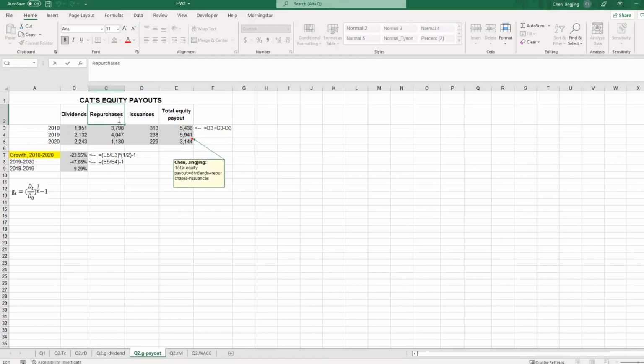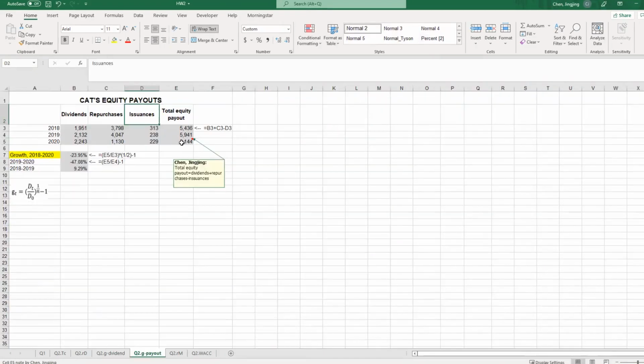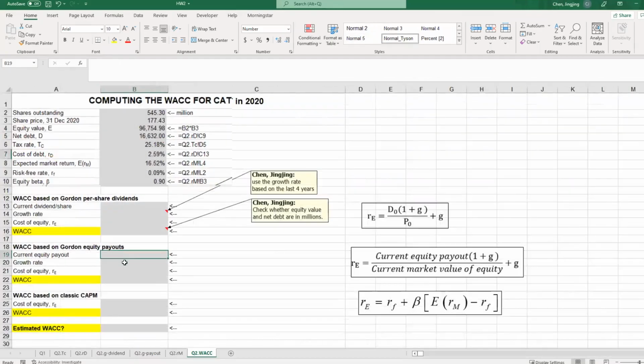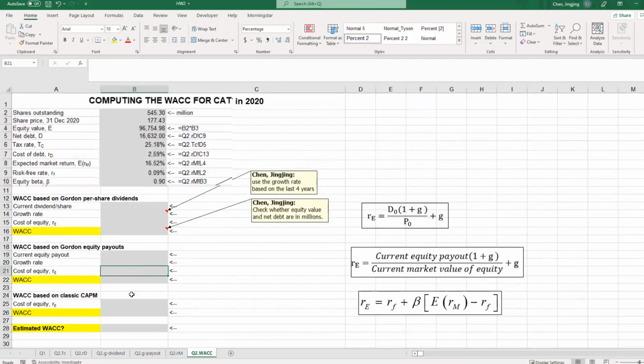So you can go ahead and refer to the current equity payout in the tab here, and currently it is at this level, roughly 3 billion. And then for the growth rate, we calculated it, and it's hard to reconcile this growth rate here. I'll leave that discussion to you. I want you to provide some explanation here. And then finally for CAPM, we already have the beta, the risk-free rate, and the market premium, which is here. You can just input this formula here.